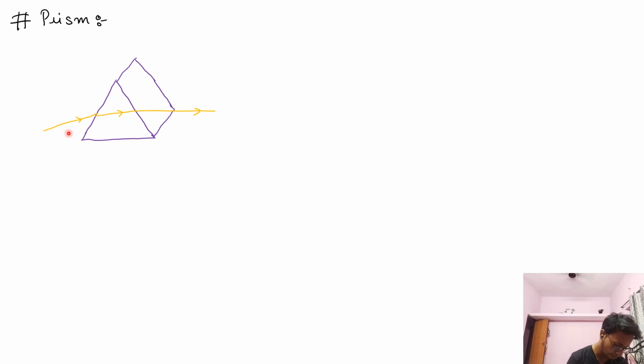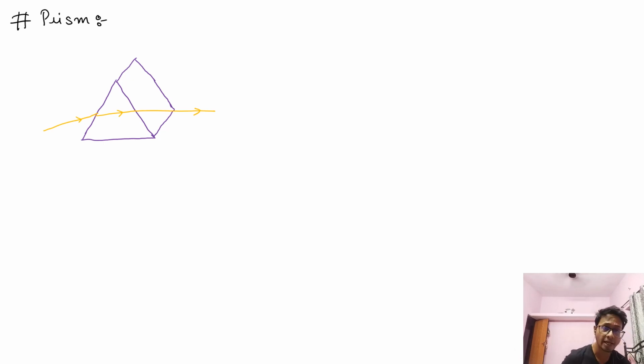These kinds of devices where the light goes in from one side and comes out from the other side are called prisms. In our curriculum we deal specifically with the prism that is shaped in this manner, or a triangular prism.